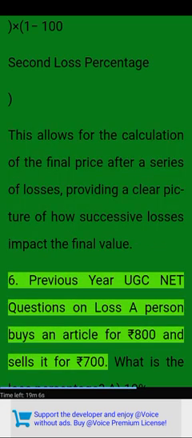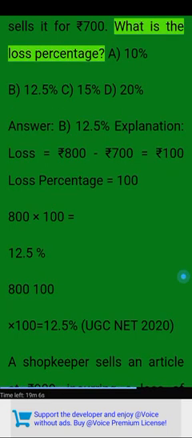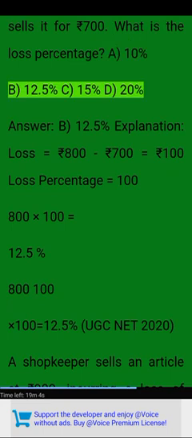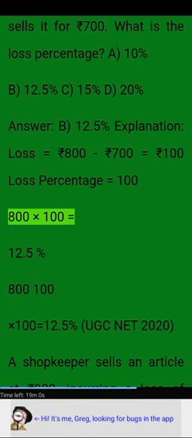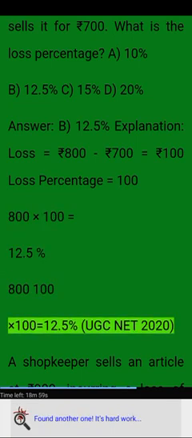6. Previous year UGC NET questions on loss. A person buys an article for 800 rupees and sells it for 700 rupees. What is the loss percentage? A. 10%. B. 12.5%. C. 15%. D. 20%. Answer: B, 12.5%. Explanation: Loss equals 800 rupees minus 700 rupees equals 100 rupees. Loss percentage equals 100 over 800 times 100 equals 12.5%.